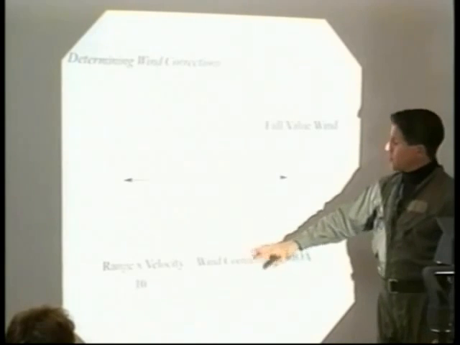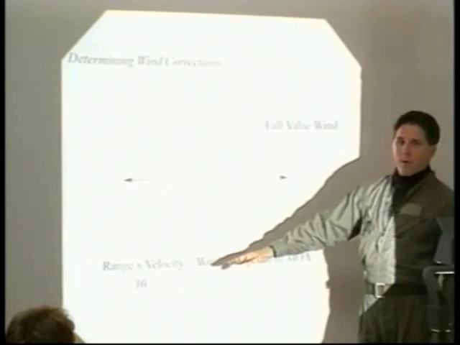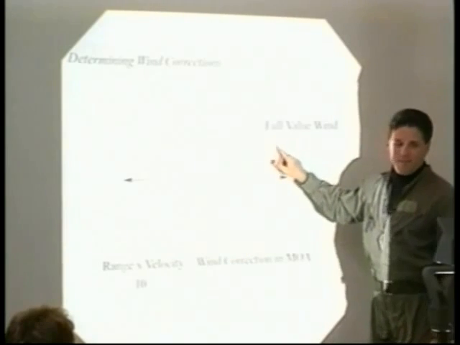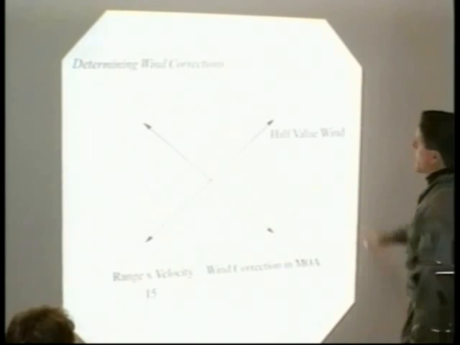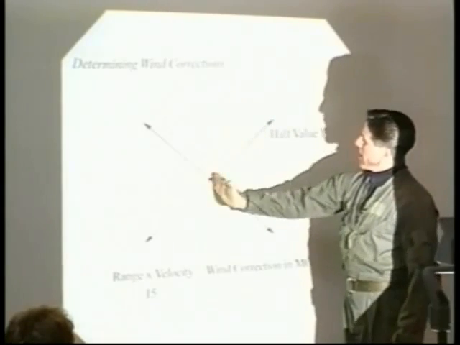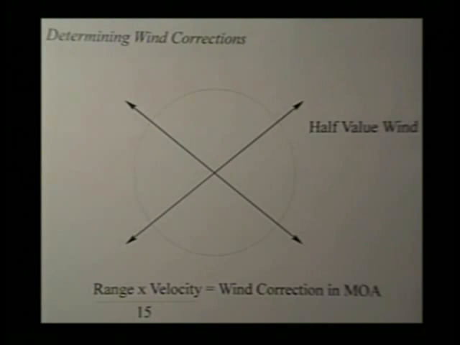Any questions on that? This works for full value all the way out. It's a field expedient formula, range times velocity, and then what you need to know on full value is 10. Following that same concept, when we have a half value wind, half value means it's quartering like this. Our quarter value is going to be like this, our half value is here, our full value is here. What I need to remember is the number 15. Range times velocity divided by 15 is going to give me my correction. Notice the number on the bottom is increasing.